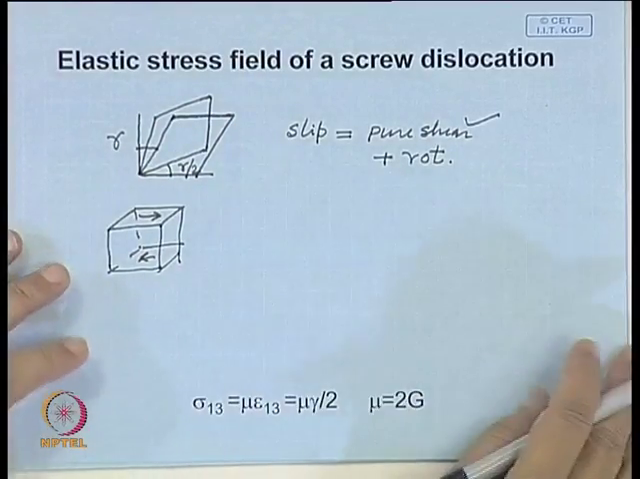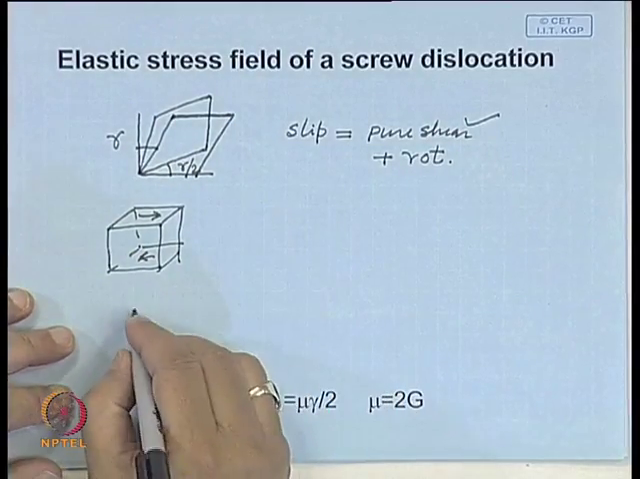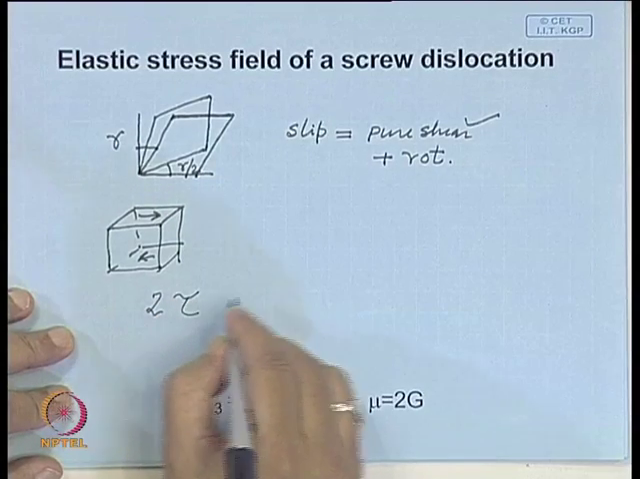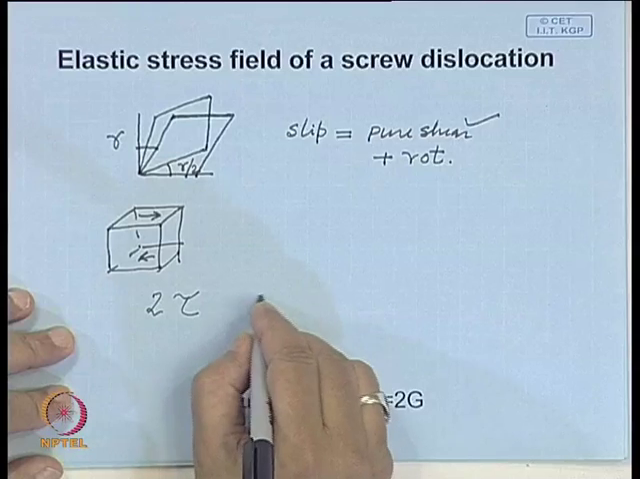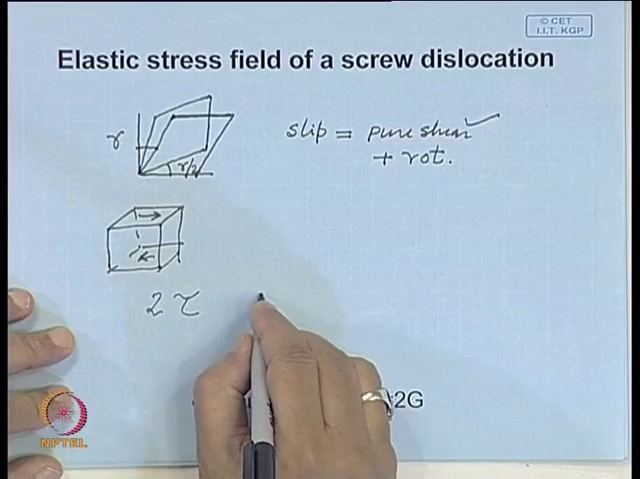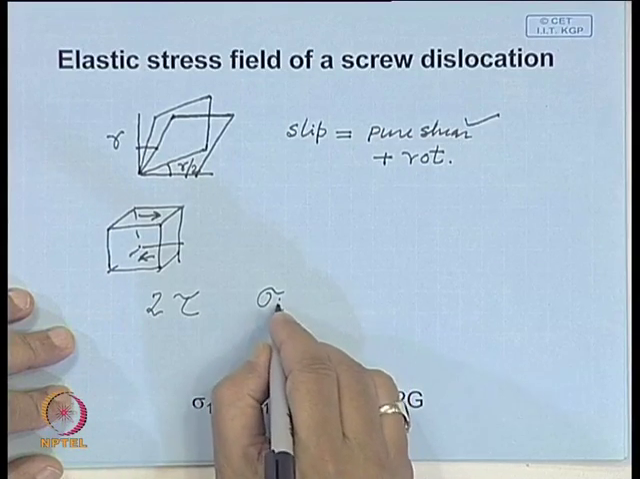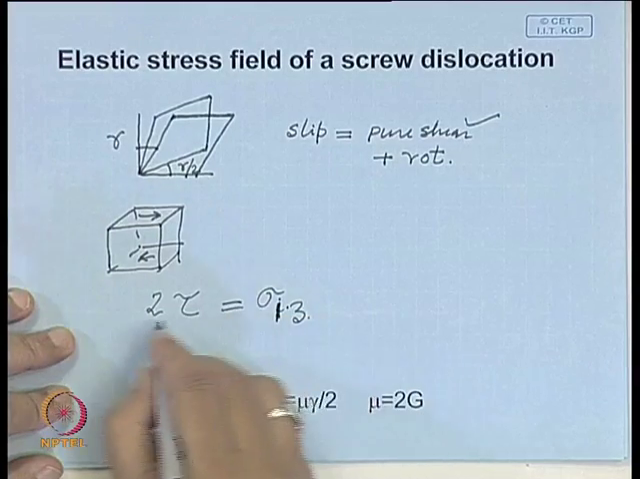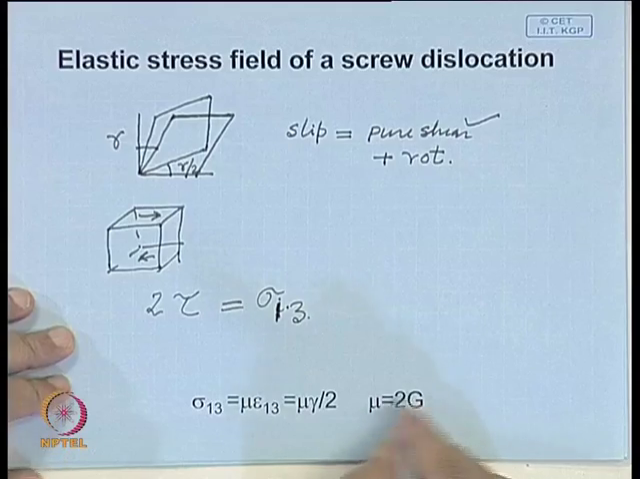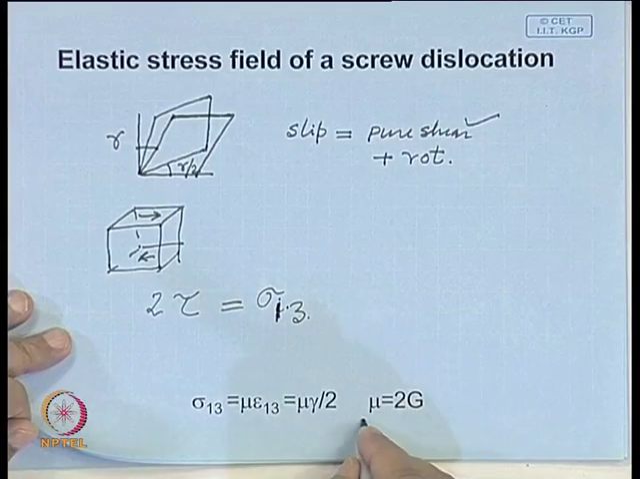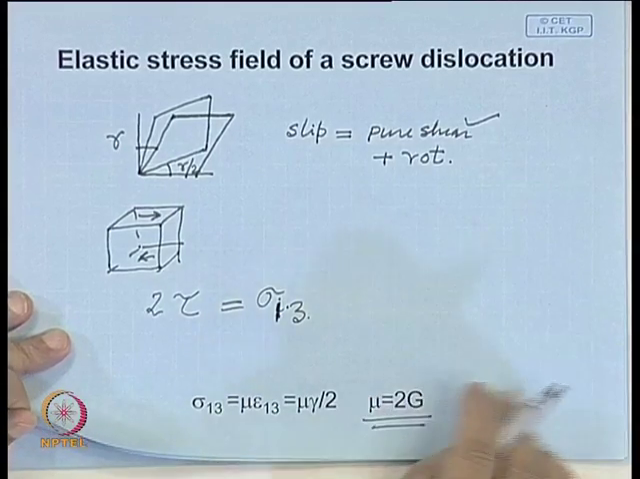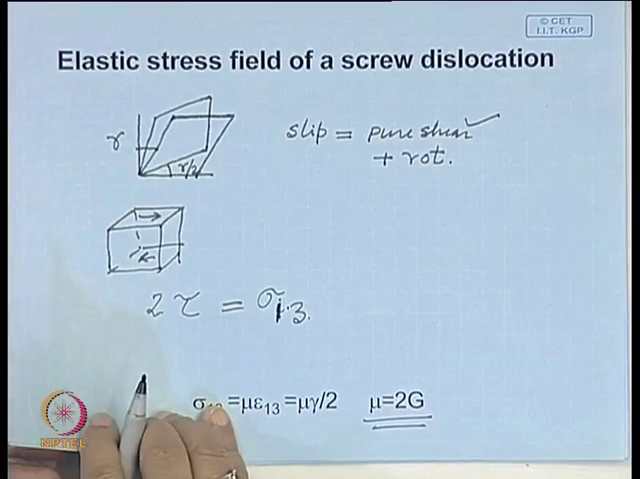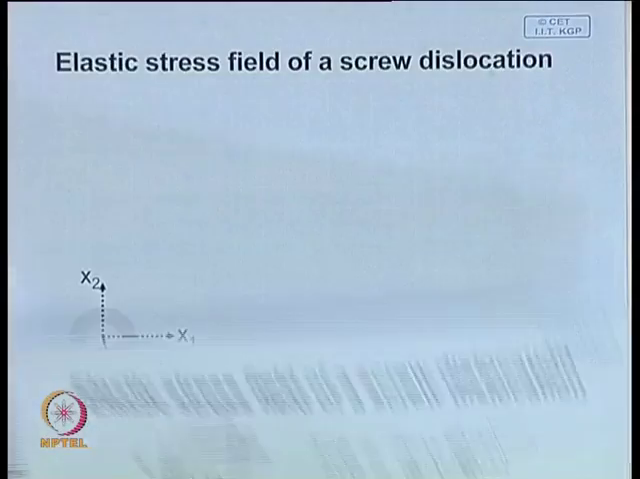So, that is why there are these two kinds of representation, either you can take the shear stress as twice tau, which is equal to our shear stress, sigma 1 3, this kind of a representation. I have just made it because this is a material constant, I just put mu equal to 2 G. So, the final expression for the stress will nevertheless remain the same.